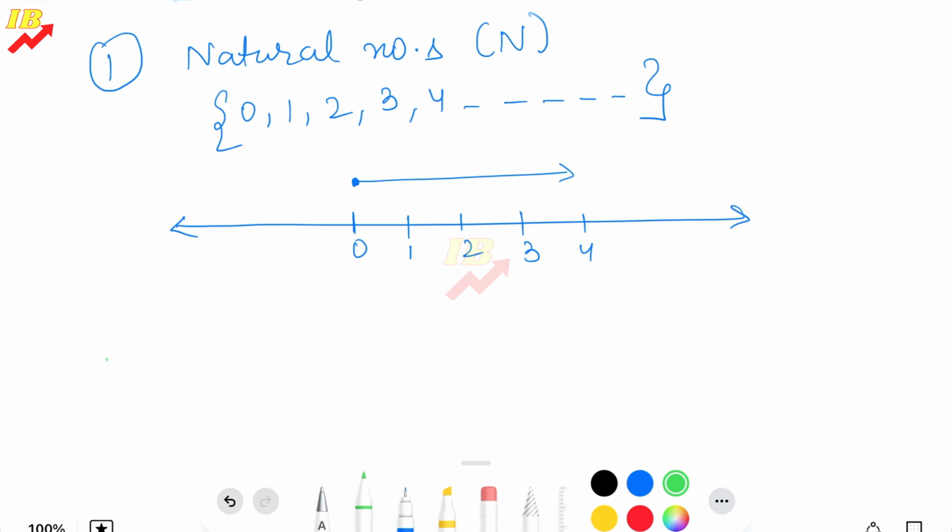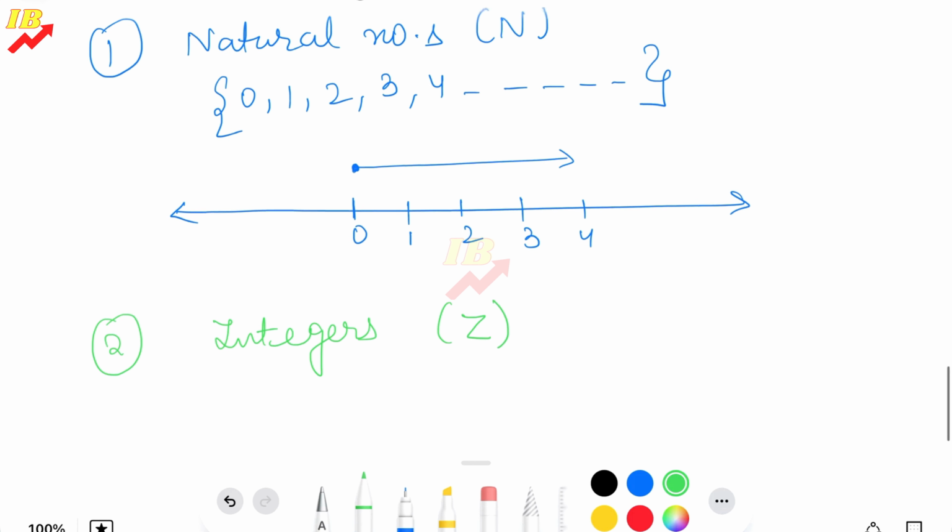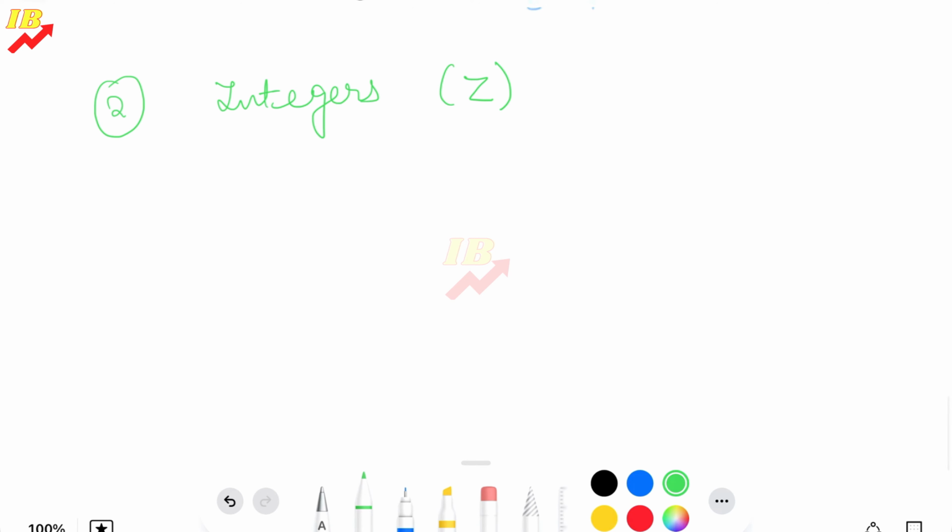Second thing, integers are denoted with Z. Integers are what? Integers are basically the natural numbers along with their negatives.